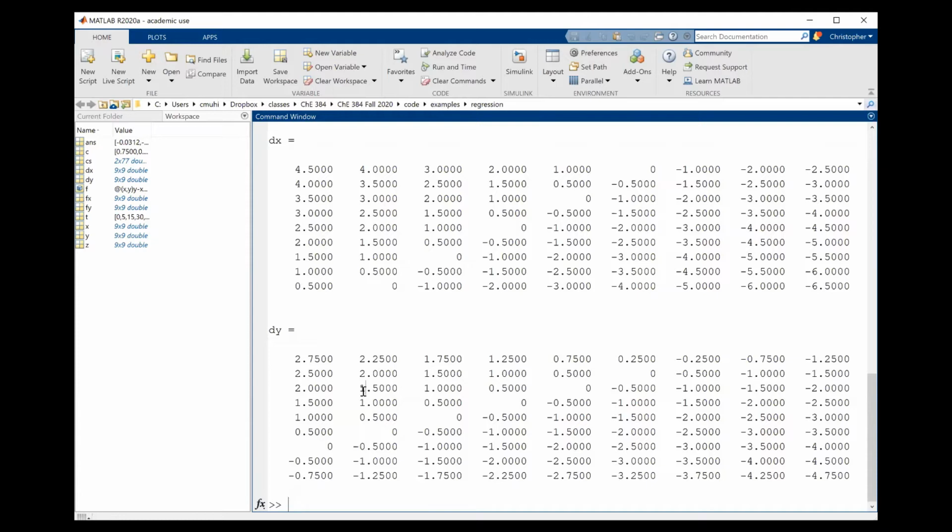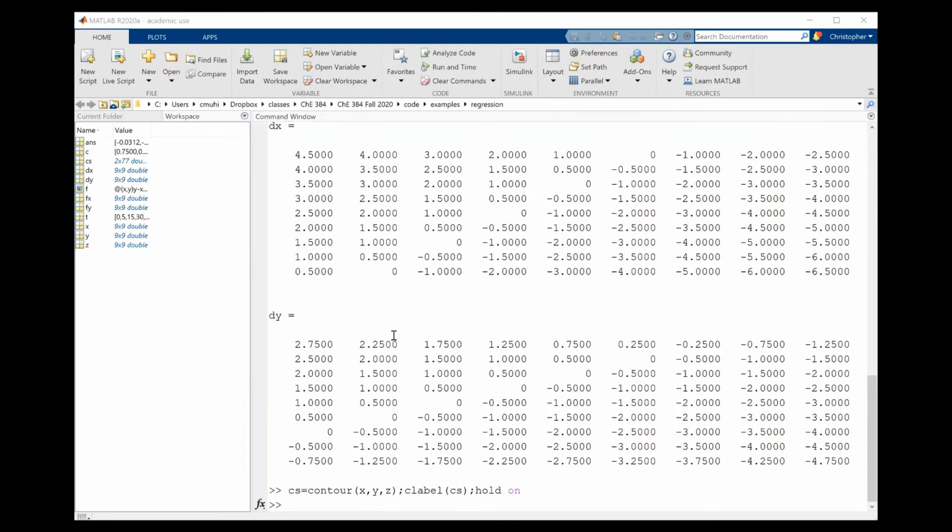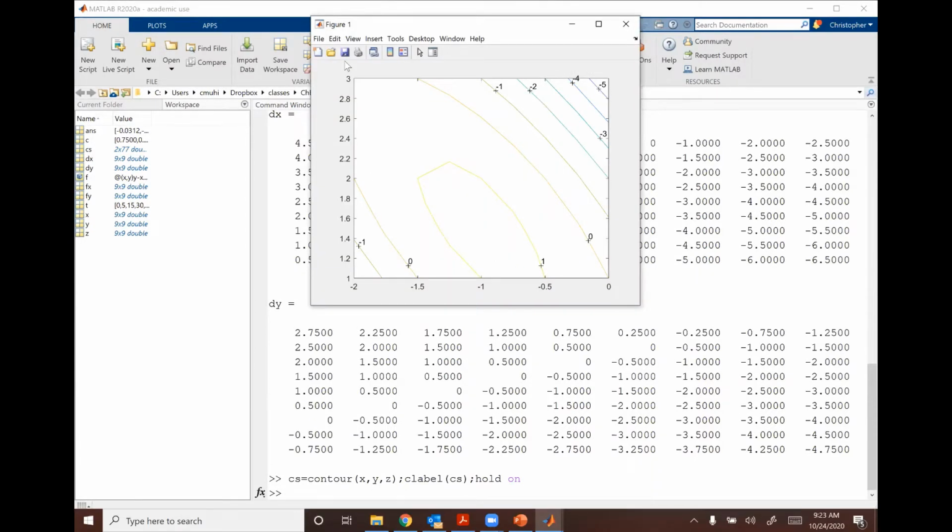We can plot this up using our contour map. So maybe we can say CS, so our function is equal to a contour plot of x, y, and z. And then let's label that, so we can say clabel CS. And then we're going to put a hold on it so we can add in a few things in a second. So when I hit enter, we should see this pop up. So let me just make sure that you can see this. So here's the plot that pops up.